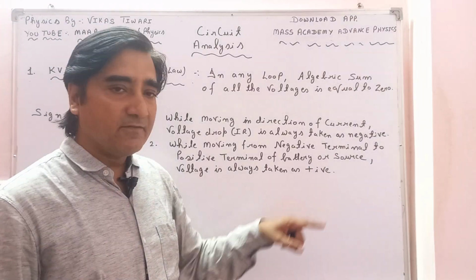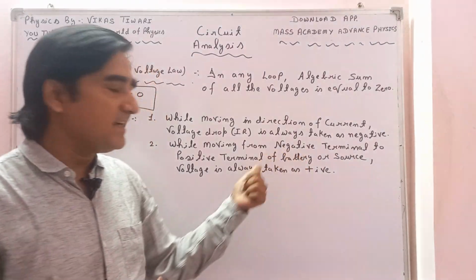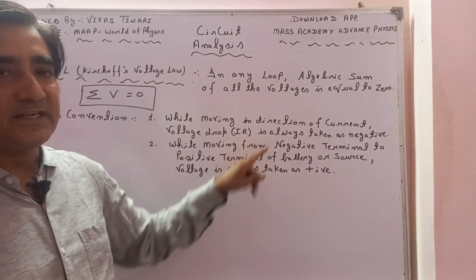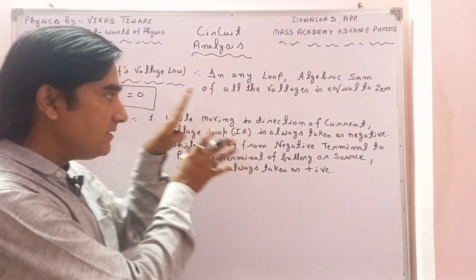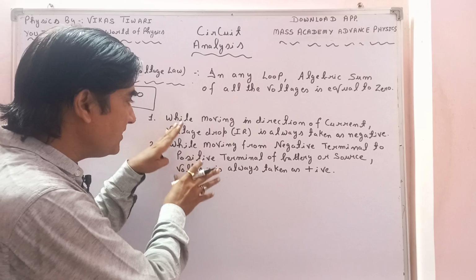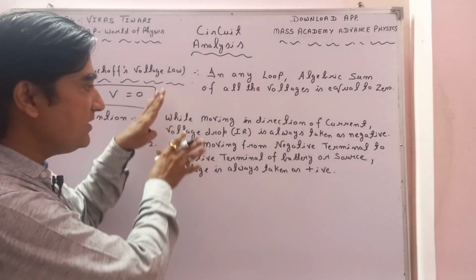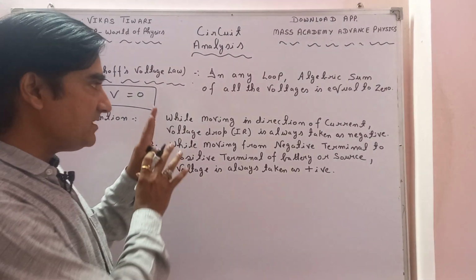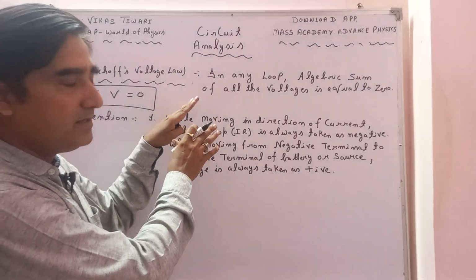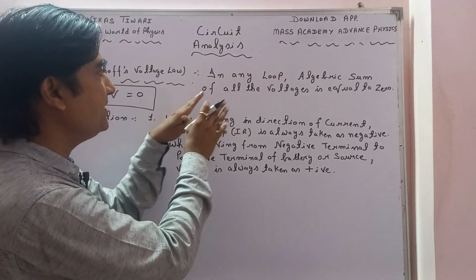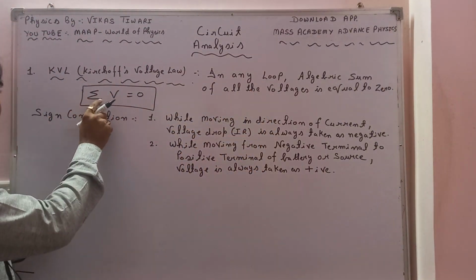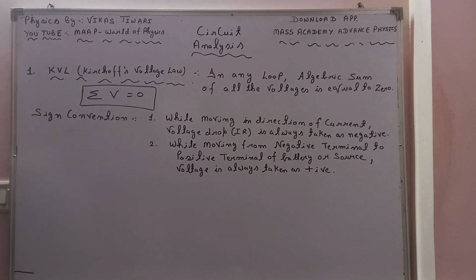If one wants to take the vice versa, that is also correct, so the vice versa of both statements is also true. But again, I am clarifying the sign convention I am using throughout. The statement is simple: in any loop, the algebraic sum of all the voltages is equal to 0. Also, summation of V is equal to 0.